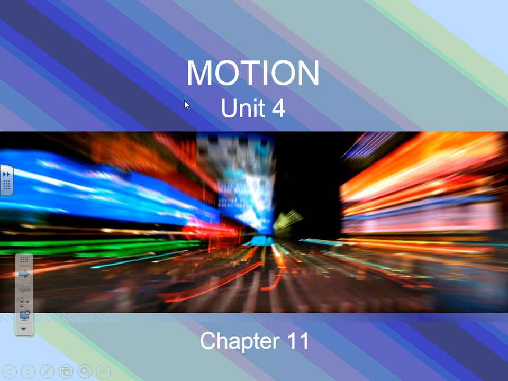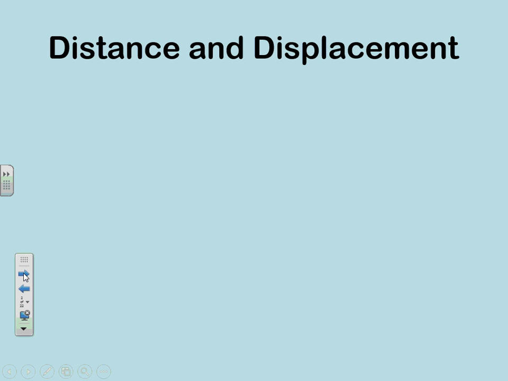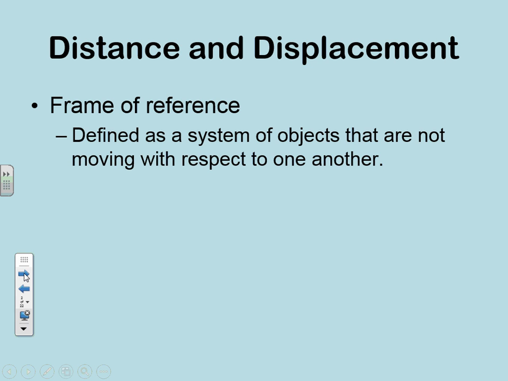So, where do we start? We are starting with chapter 11. Yeah, we've jumped a few chapters, but you can ignore that. And it's chapter 11, and we are starting with motion. Now, when we start talking about motion, we have to talk about simply two terms for section 1: distance and displacement. What is the difference between the two?